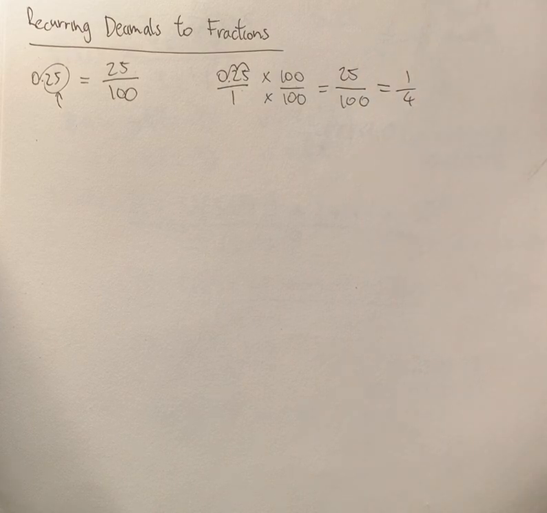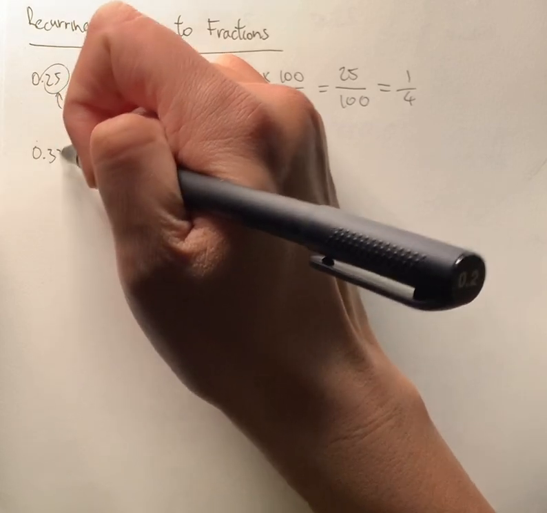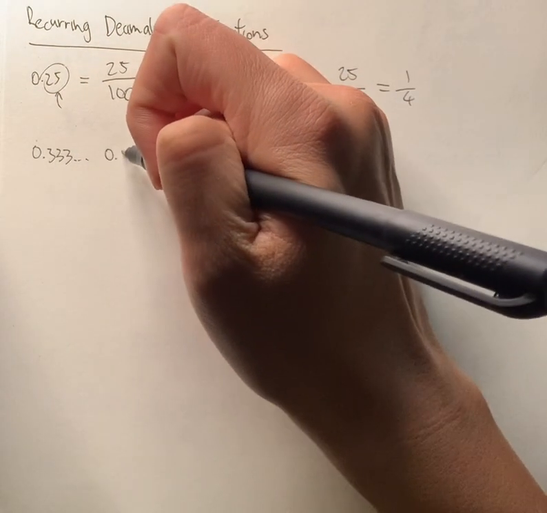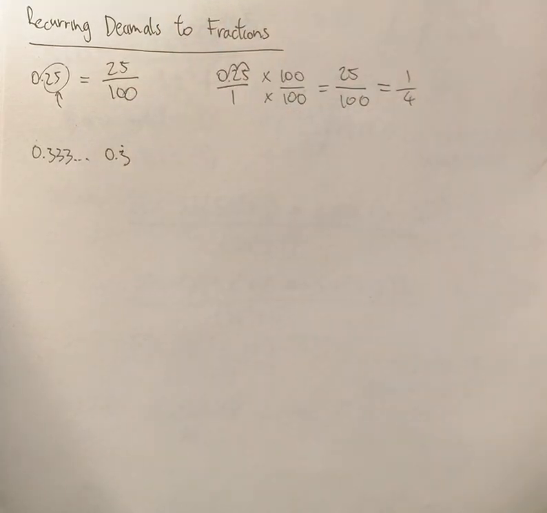Okay, now, that's well and good. However, think about recurring decimals. Here's one, just for us to look at. 0.333 recurring, okay? Another way to write this is, of course, just 0.3 with the dot at the top to imply that it's recurring. Here, we meet our problem.